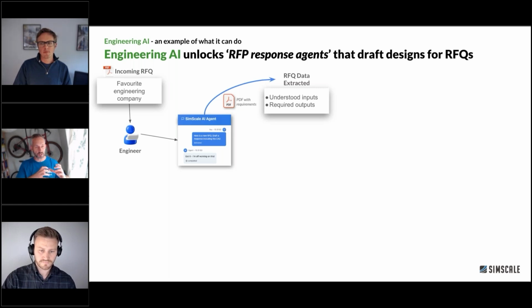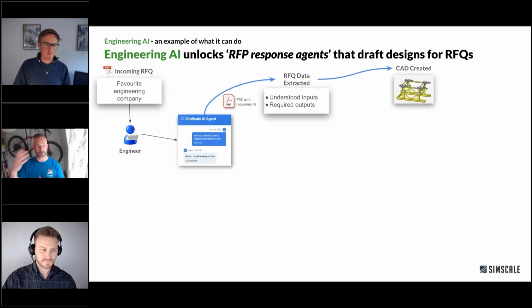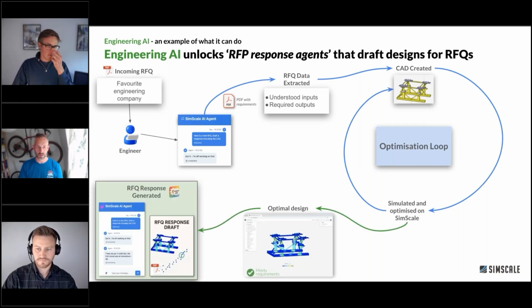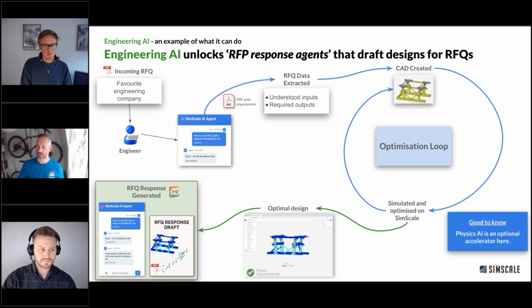So it can take the inputs from the PDF and it can understand the outputs because we've given it reports that we already have. It can take the CAD models that we have and iterate on those to make the right CAD models for the right problem, and it can simulate them on SimScale. If we need it to, it can optimize them, so it can go through a loop until it finds a design that meets the requirements. Then, because we've given it a report, it can produce another report that's very similar with updated results ready to send back to our customer. And if we want to, we can leverage physics AI on top of that to speed up that optimization loop.